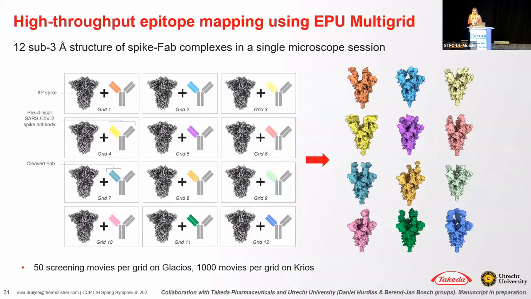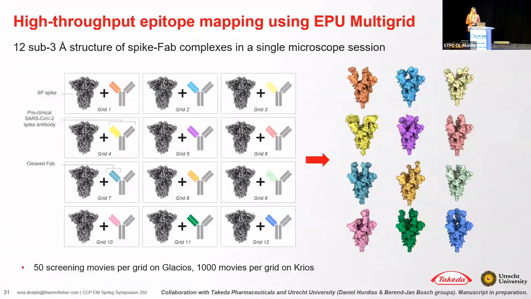So this work was done sort of in intermediate stages of the pandemic, and we worked with Takeda Pharmaceuticals and Utrecht University to see if we could accelerate structural characterization of 12 preclinical stage monoclonal antibodies. So by this point, making spike fab grids was already quite routine, so we knew we could do it.